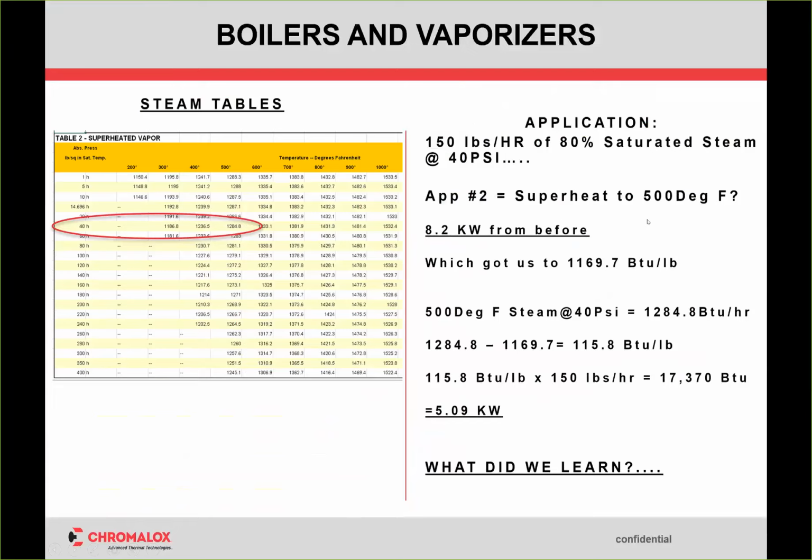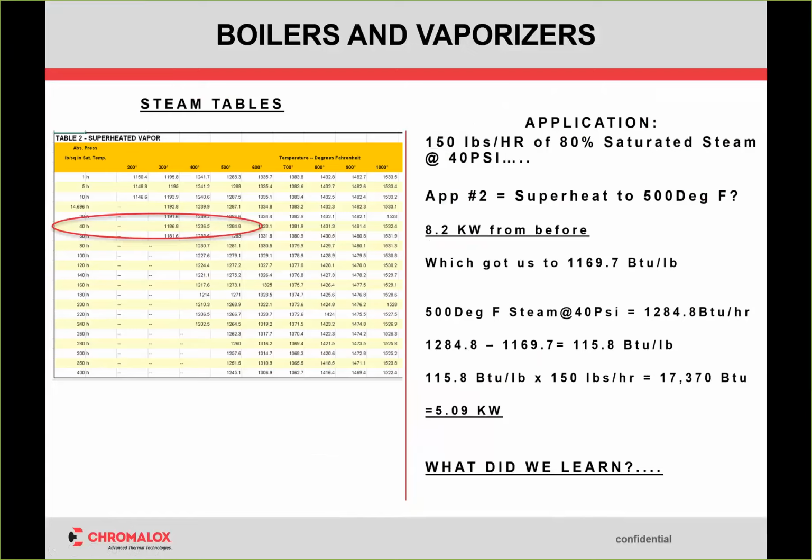So in the case of superheating steam, you want to superheat the same scenario to 500 degrees. Well, we knew it was 80% saturation. It took 8.2 to make it to 100% saturation. Now we want to superheat it. Well, that's simple. We know the value of superheated steam at 500 degrees and 40 PSI. It is 1284. Well, it's just 1284 minus the 100% saturation, which is this number. Now, that's 200 degrees difference. That's not just going from 80 to 100%, revaporizing.